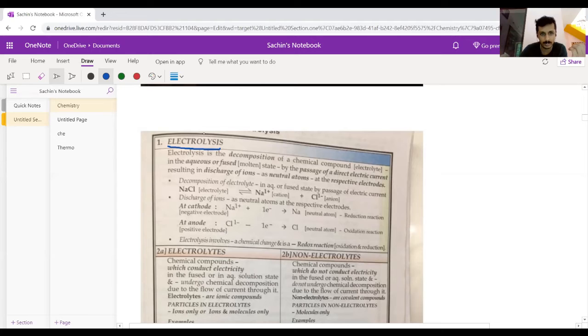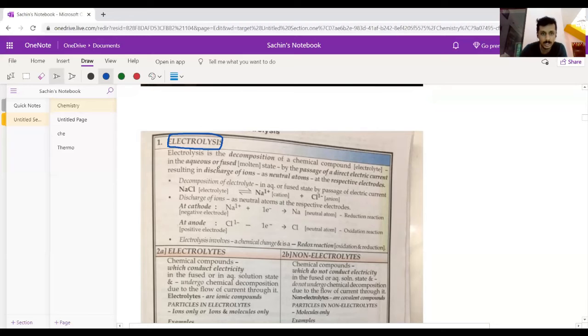We'll see this electrolysis definition again. It is nothing but decomposition of a chemical compound or an electrolyte. As I mentioned, it is breaking down of a chemical compound either in the dissolved state. What is the dissolved state? You take a chemical compound, put it into water or another solvent, it gets dissolved, broken into different ions. This is the dissolved state.